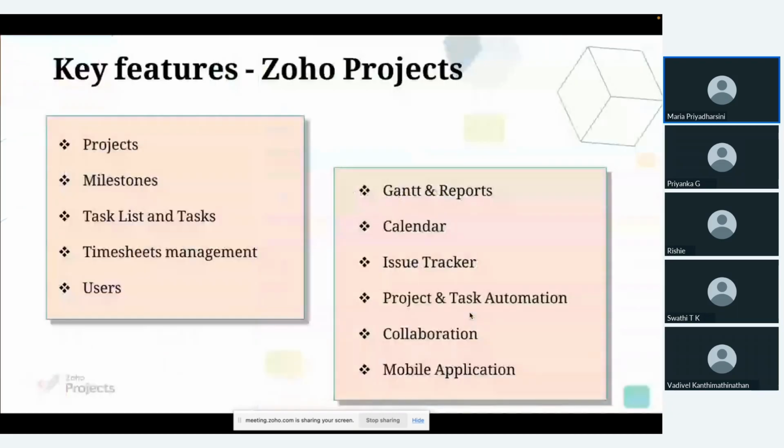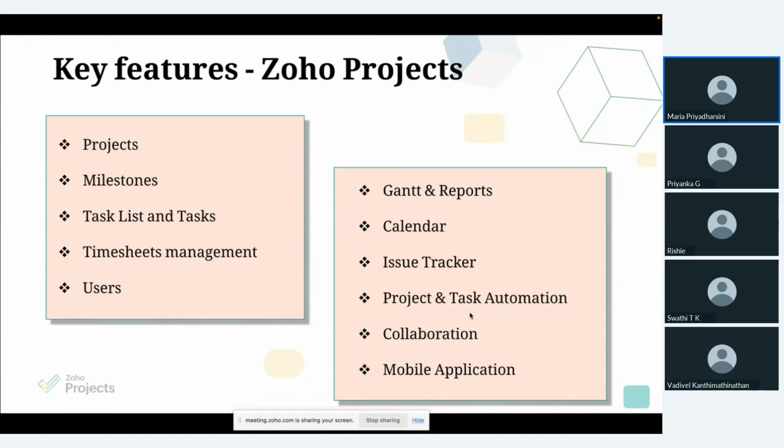These are a few of the key features we have in Zoho Projects. You will be able to create projects, which will be followed by milestones, task lists, and tasks. You will be able to manage your timesheets to know the productive hours of your users. You can add internal and external users within projects. You will also have Gantt reports, so a visual representation of your projects is also available. There is a calendar to track your activities on a daily, weekly, and monthly basis. And we also have an interesting option, an inbuilt issue tracking module, which helps users track the problems or issues they face within each project.